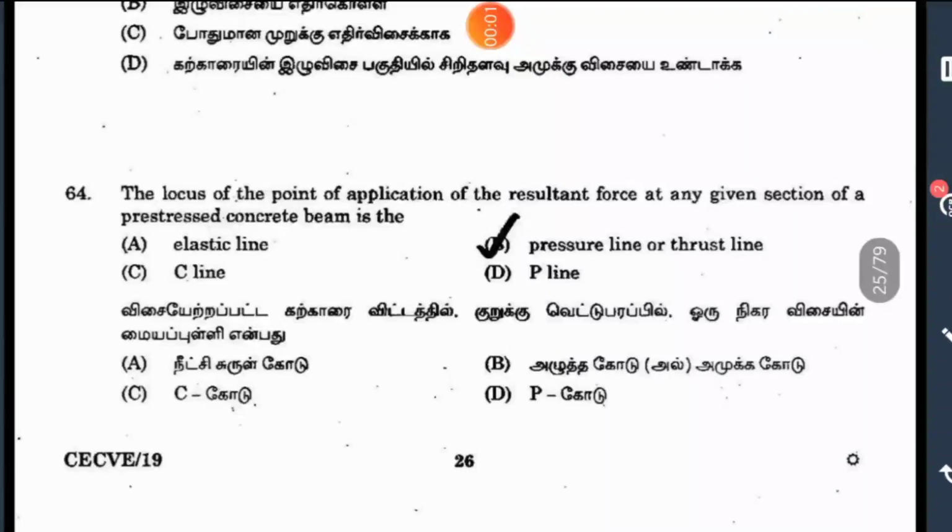Question 64. The locus of the point of application of the resultant force at any given section in a pre-stressed concrete beam is what? So we'll be drawing a pressure line, no? That is what they are mentioning here as the point of application of resultant force. The answer is pressure line or thrust line.